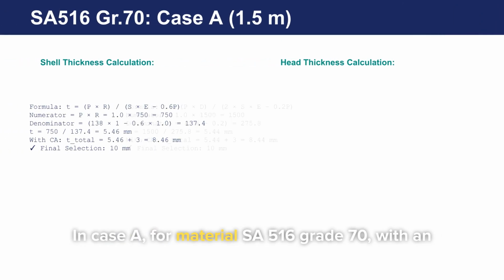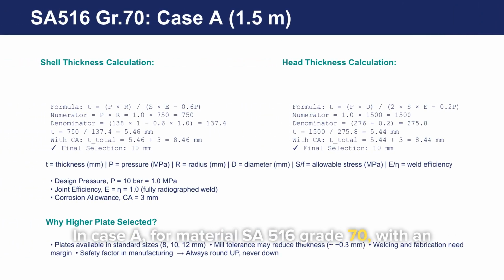In Case A, for material SA 516 grade 70, with an allowable stress of 138 megapascals, we will calculate the required thickness for both the shell and the head for Case A, which has a diameter of 1.5 meters. Shell thickness calculation. We use the formula T equals P times R divided by S times E minus 0.6 P, where T equals thickness in millimeters, P equals internal design pressure in megapascals, R equals internal radius in millimeters, S equals allowable stress in megapascals, E equals weld joint efficiency.